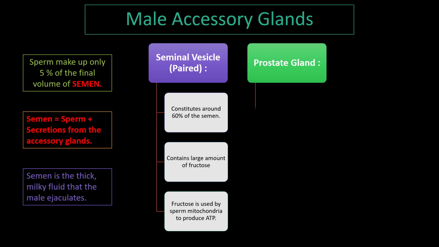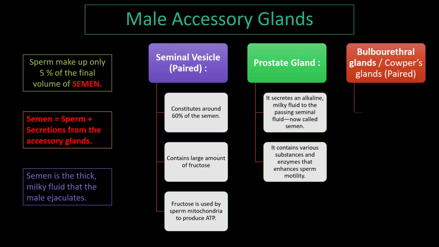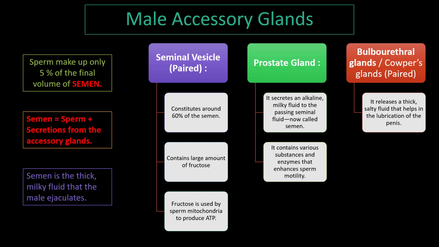Now the second structure is the prostate gland. The prostate gland secretes an alkaline milky fluid to the passing seminal fluid, which is now called the semen. It contains various substances along with certain enzymes, and these together enhance sperm motility. The third structure is the bulbourethral glands, also known as the Cowper's gland. This is also paired and it releases a thick salty fluid that helps in the lubrication of the penis during sexual intercourse.